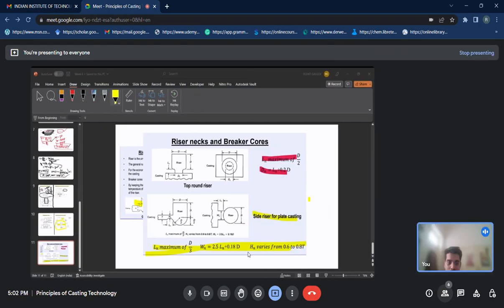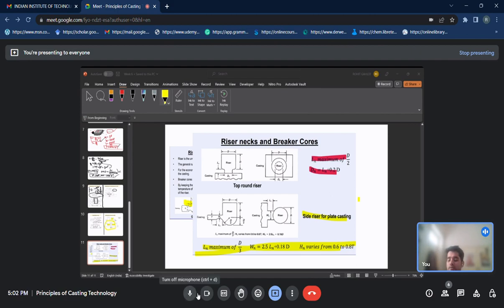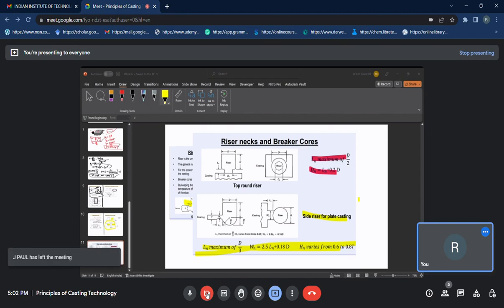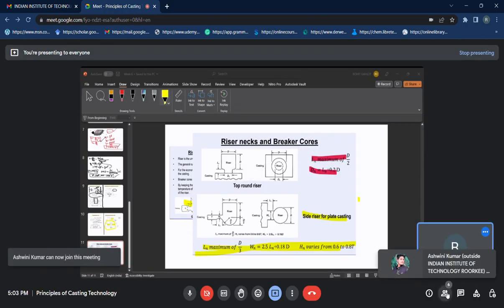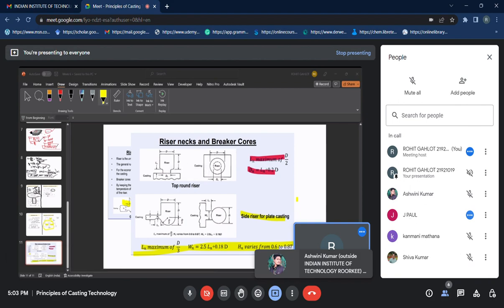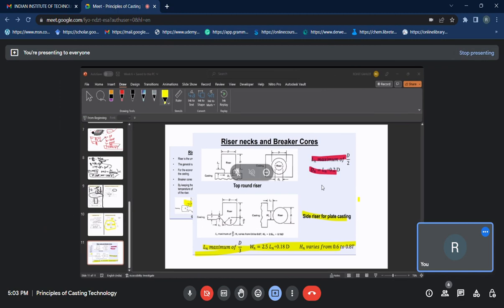Then if anyone wants to discuss or has any doubt till now, we will discuss. After that, we will move to another section. Does anyone have any doubt till now?